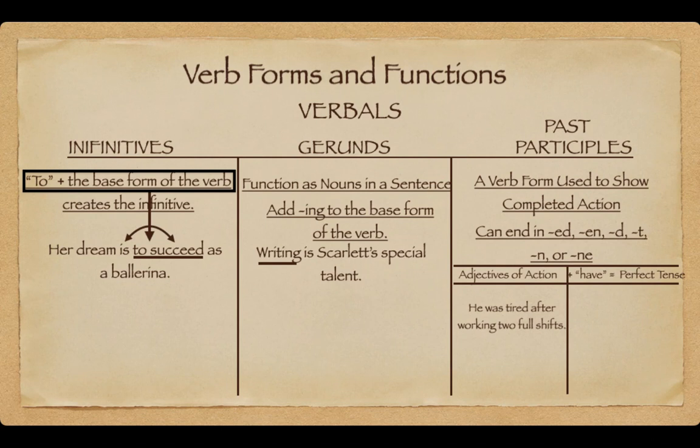In this sentence, Gerald was tired after working 2 full shifts. The past participle, tired, is used as an adjective linked to the subject he by the verb was. He was, what was he? He was tired. Remember, an adjective describes a noun, and in this example, tired describes he.